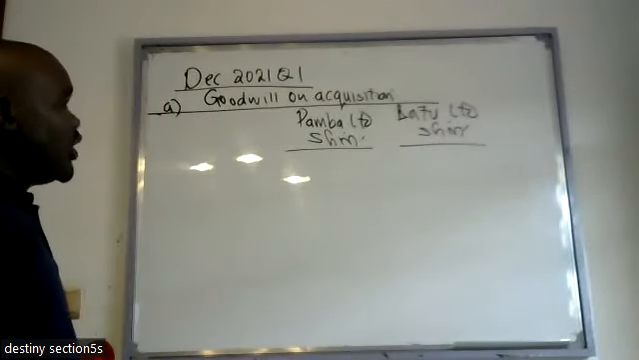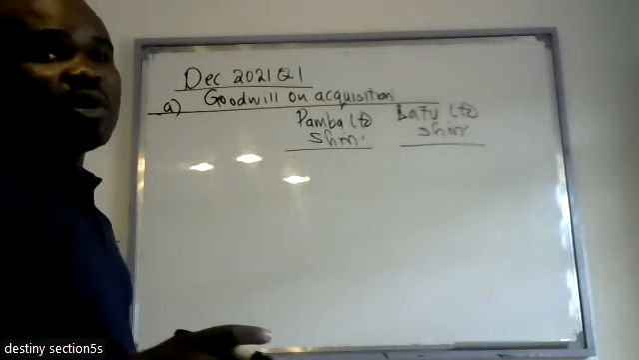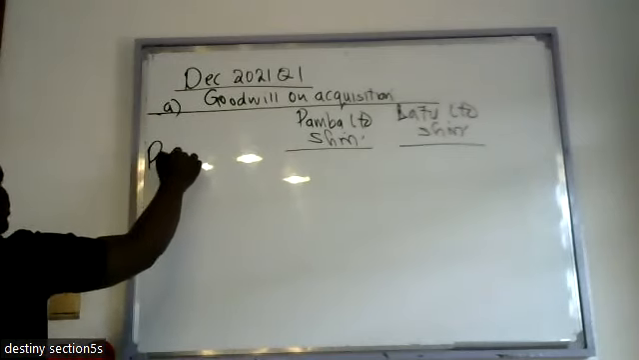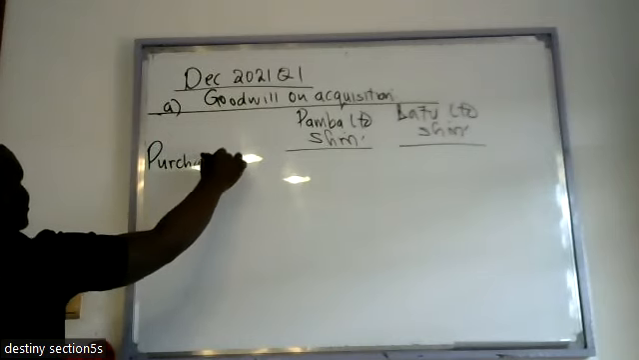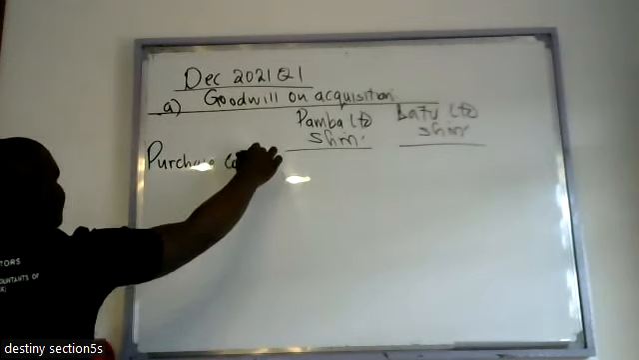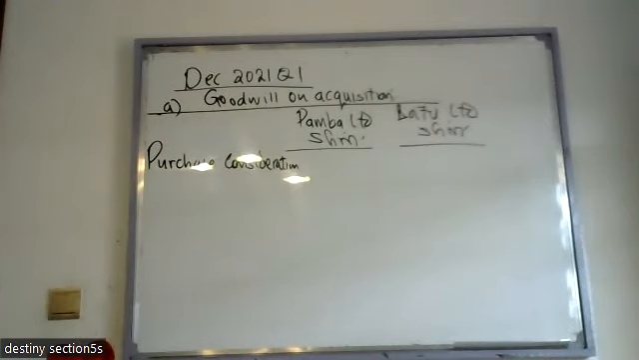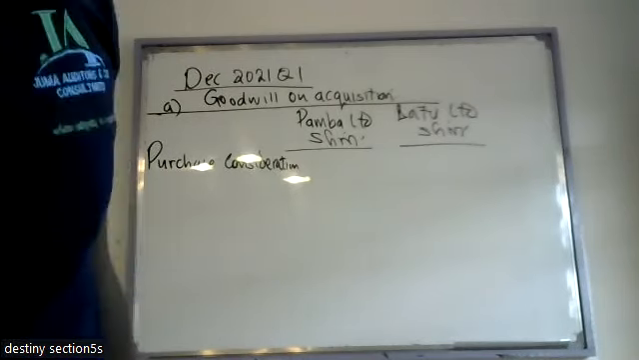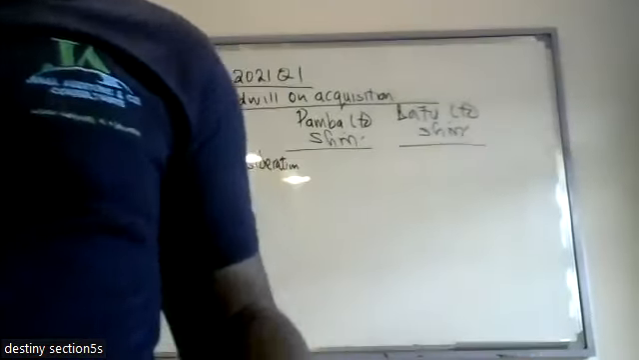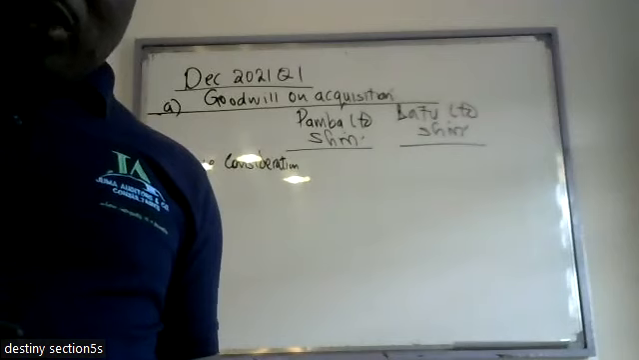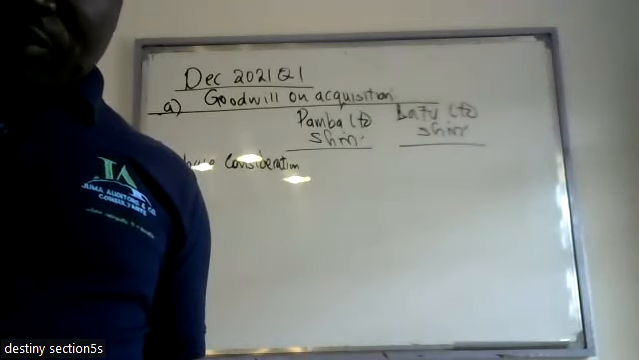So how do you calculate goodwill? You start with purchase consideration. Purchase consideration is the amount that the parent paid or amount payable to acquire an investment.